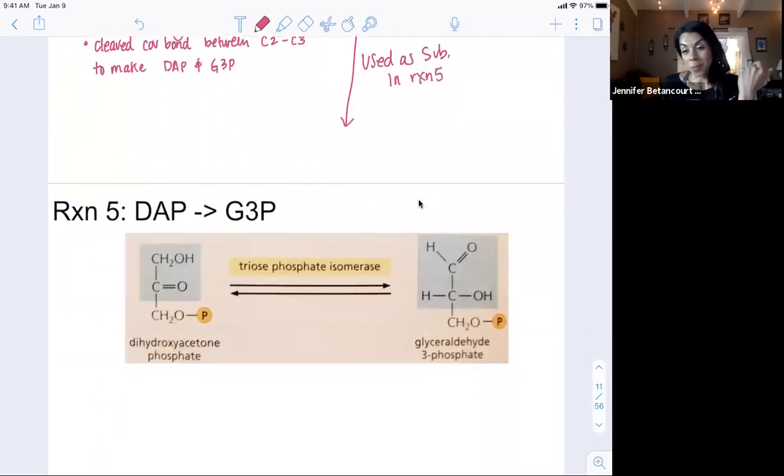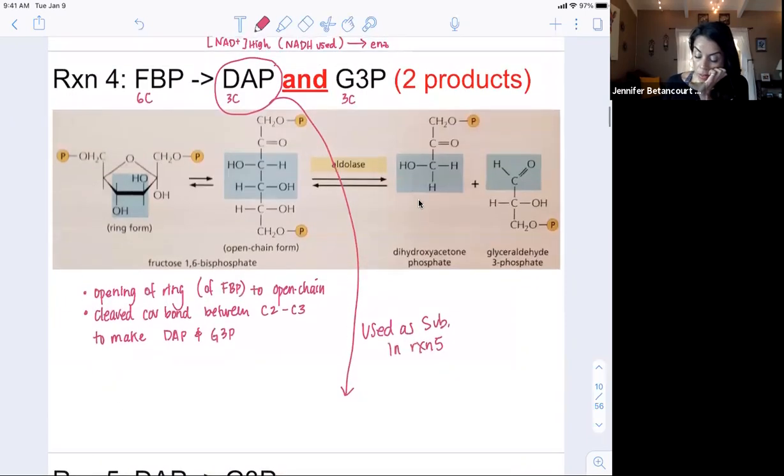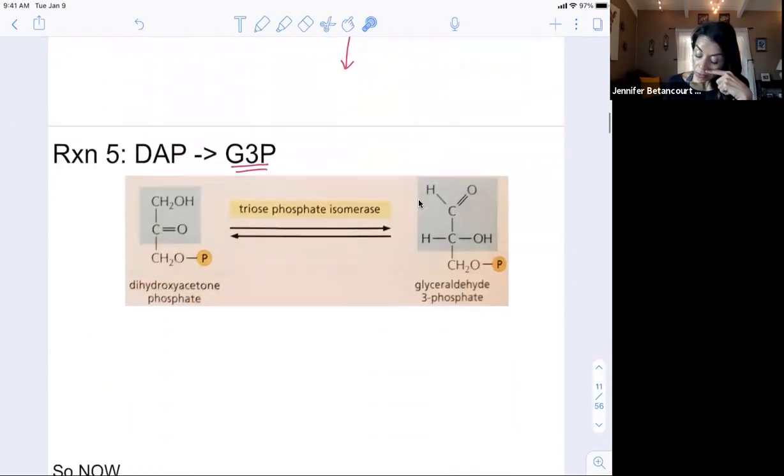And oh my gosh, what does it become? It becomes G3P. So up here, reaction 4 made a G3P. And in reaction 5, the cell converted DAP into a second molecule of G3P. And how did it do that?